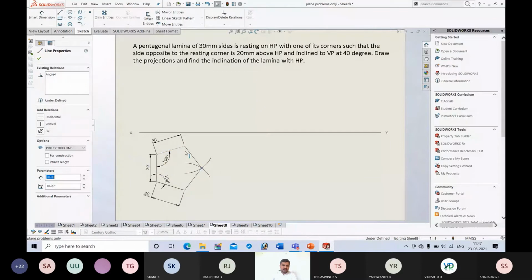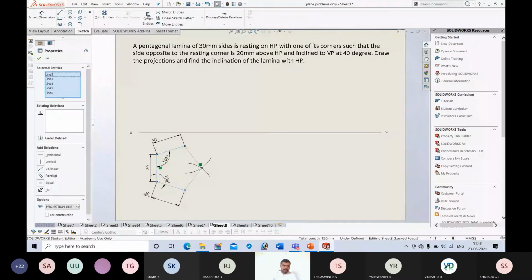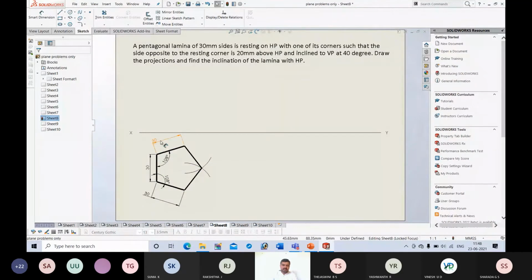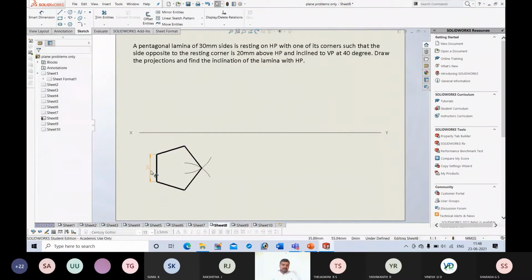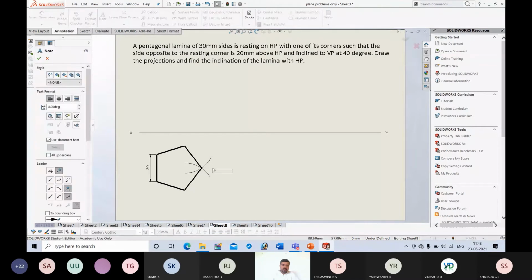After that, I will increase the thickness of the sides. So only the pentagon should be thick, and all the remaining are construction lines, so I will delete these. I should dimension any one of the sides. Out of these five, you should dimension any one side. Next, I will name the points A, B, C, D, E. Okay, this is the first step.